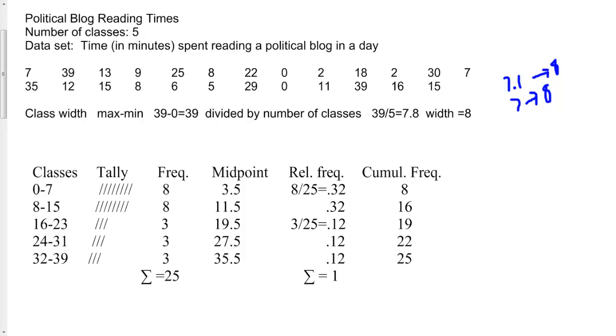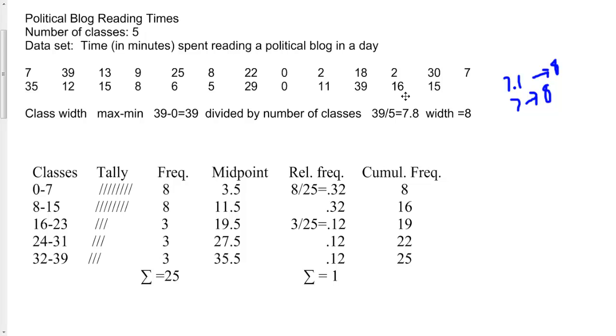This is a frequency distribution table that I'm going to show you, and you can find this problem in the book. It's called Political Blog Reading Times, and it's in chapter 2.1. You're told you want 5 classes, so you're going to need to find the class width. These are the times in minutes that were given in the book for reading political blogs each day.